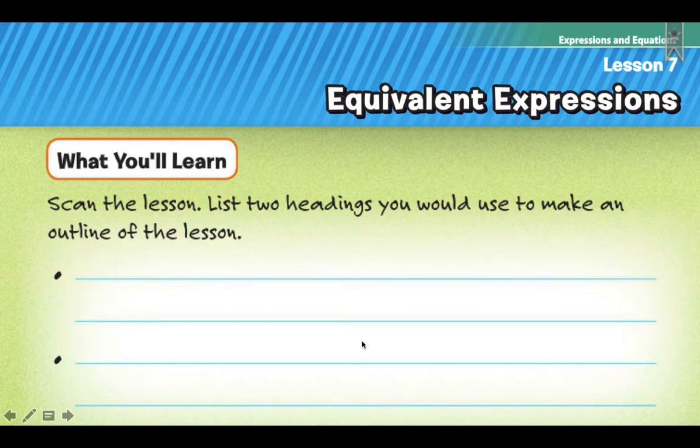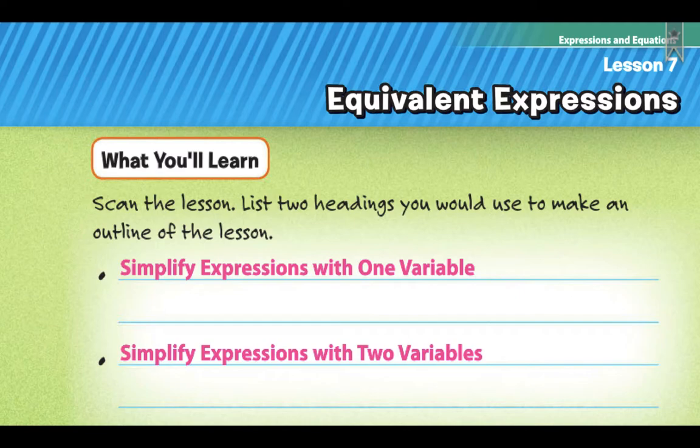So, we're on the last lesson in the unit, equivalent expressions. Scan the lesson and list 2 headings you would use to make an outline of the lesson. Pause the video and write those down now. So here are 2 you could have written down. Simplify expressions with 1 variable and simplify expressions with 2 variables. This is one of the things, or actually 2 of the things that we're going to be doing in the lesson today.